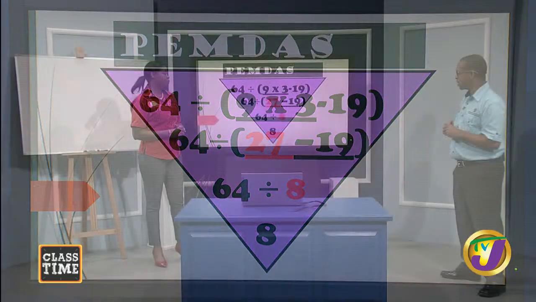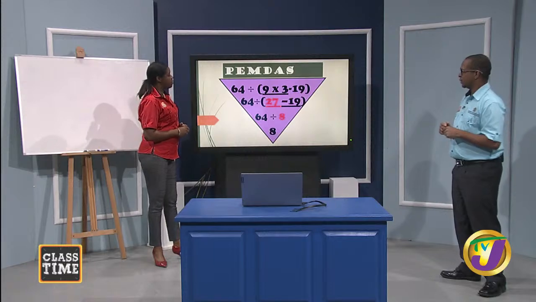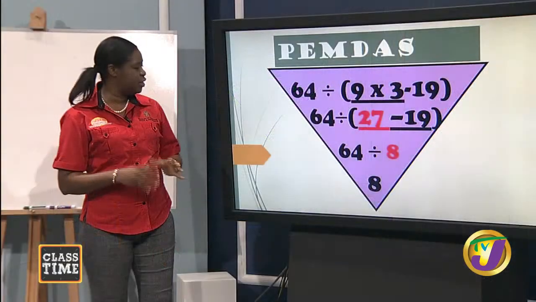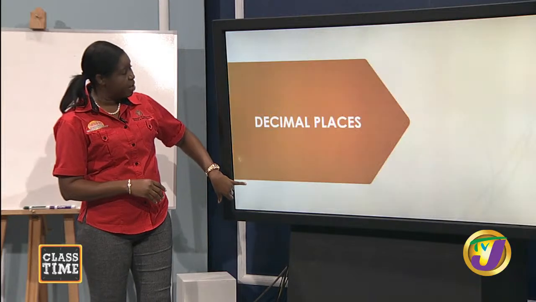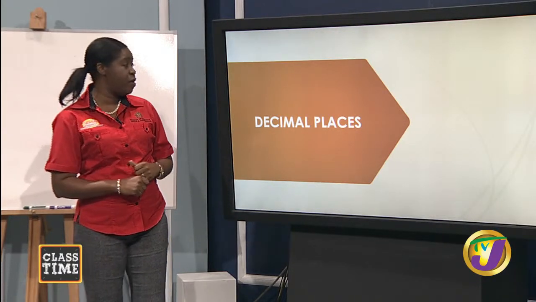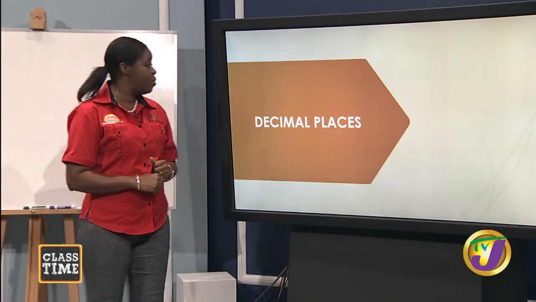Okay, definitely does make sense. All right, so I'm glad. Remember, that was just a quick review of order of operations. And if you have any questions, you can send them in. Now we're going to look at decimal places. Another very important topic in numbers.